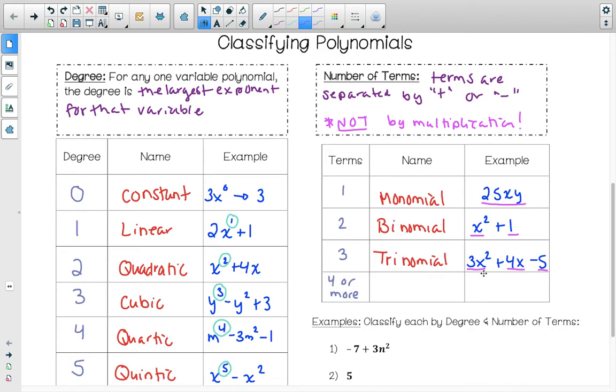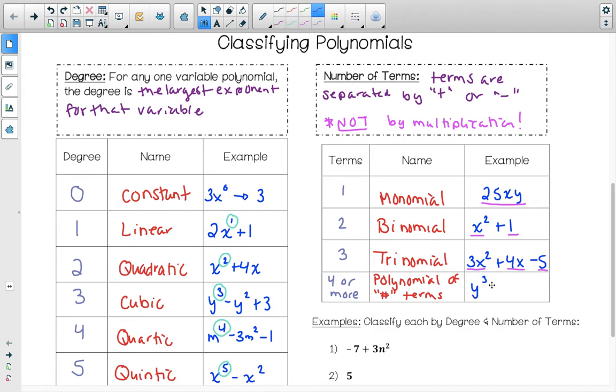Anytime we have more than 3 terms, we call this a polynomial of however many terms there are. So this would be considered a polynomial of, and then we would say how many terms there are. So of 5 terms, of 7 terms, of 4 terms. So a polynomial of however many terms there are.